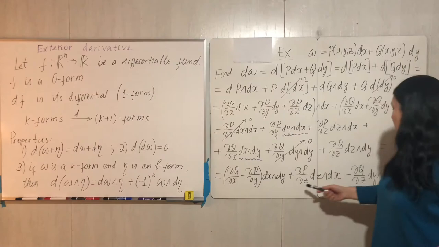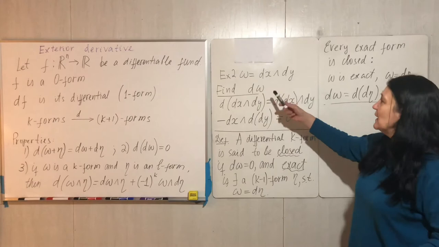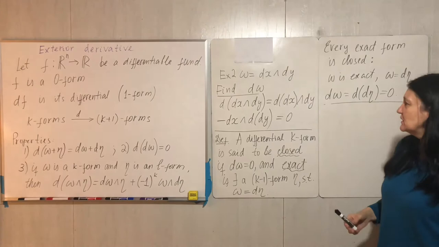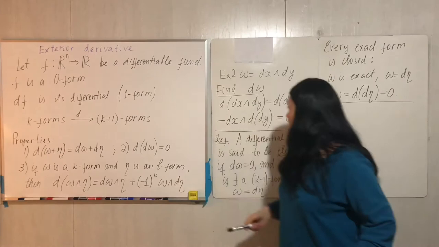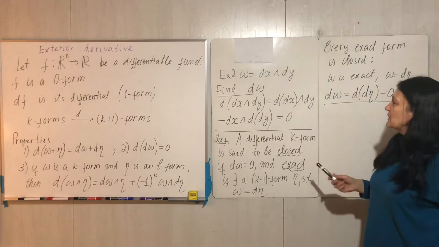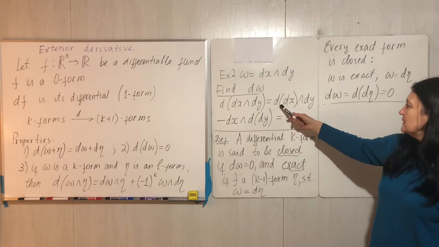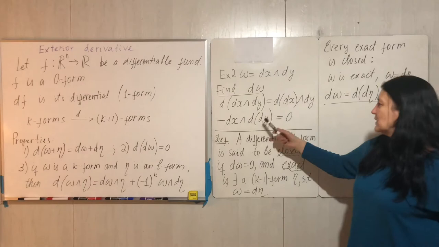Let's consider another simple example. If omega is dx wedge dy, find the derivative. So we write d of dx wedge dy, and then we apply it to the first, it will be d dx wedge dy, and then according to this formula we have to put minus, so it will be dx wedge d dy. But since we apply d twice, the first term is zero, and here we also apply d twice, so the result is zero.